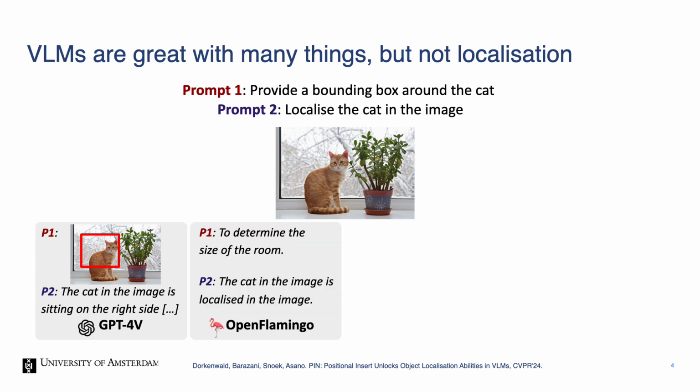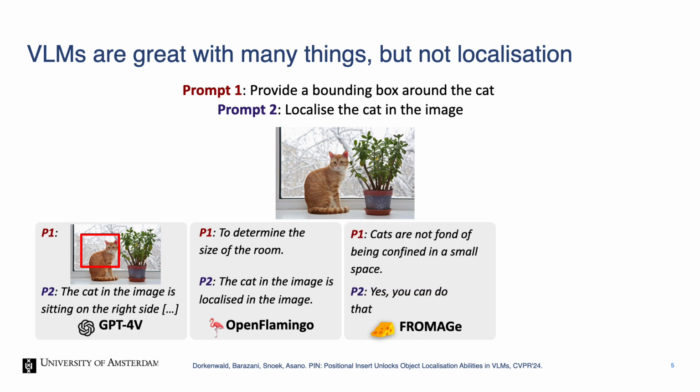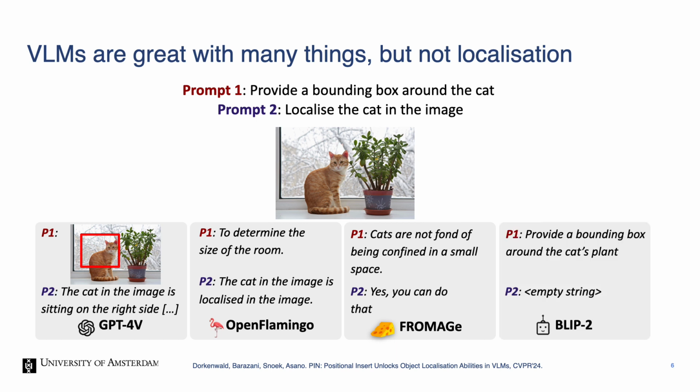What does OpenFlamingo say? "Provide a bounding box to determine the size of the room," or "the cat is localized in the image." Fromage warns us that cats are not fond of being confined in small spaces. And lastly, BLIP-2 responds even worse by saying "the cat's plant." None of the open source caption-based models provide meaningful localization information. This is unsurprising, as they were trained solely on caption data without instruction tuning.